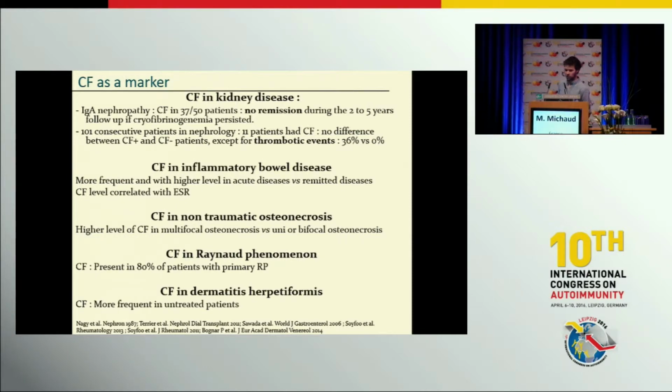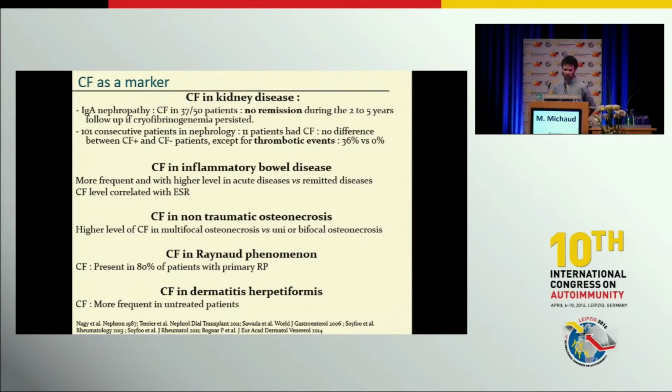So we saw cryofibrinogen as a disease and as a marker. Different studies in kidney disease have been performed. In patients with immunoglobulin A nephropathy, Nagy et al. found frequently cryofibrinogen, and there was no remission in patients during the follow-up if cryofibrinogenemia persisted in their blood. And there was more severe vascular involvement on the renal biopsy.